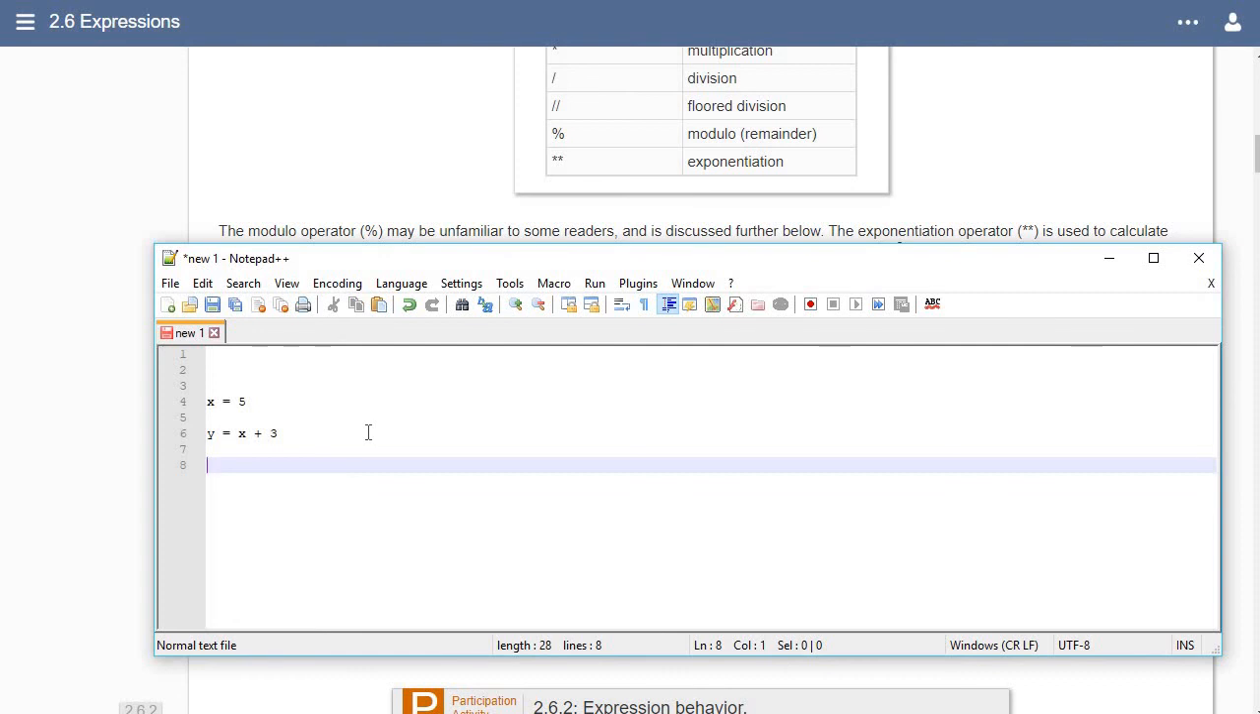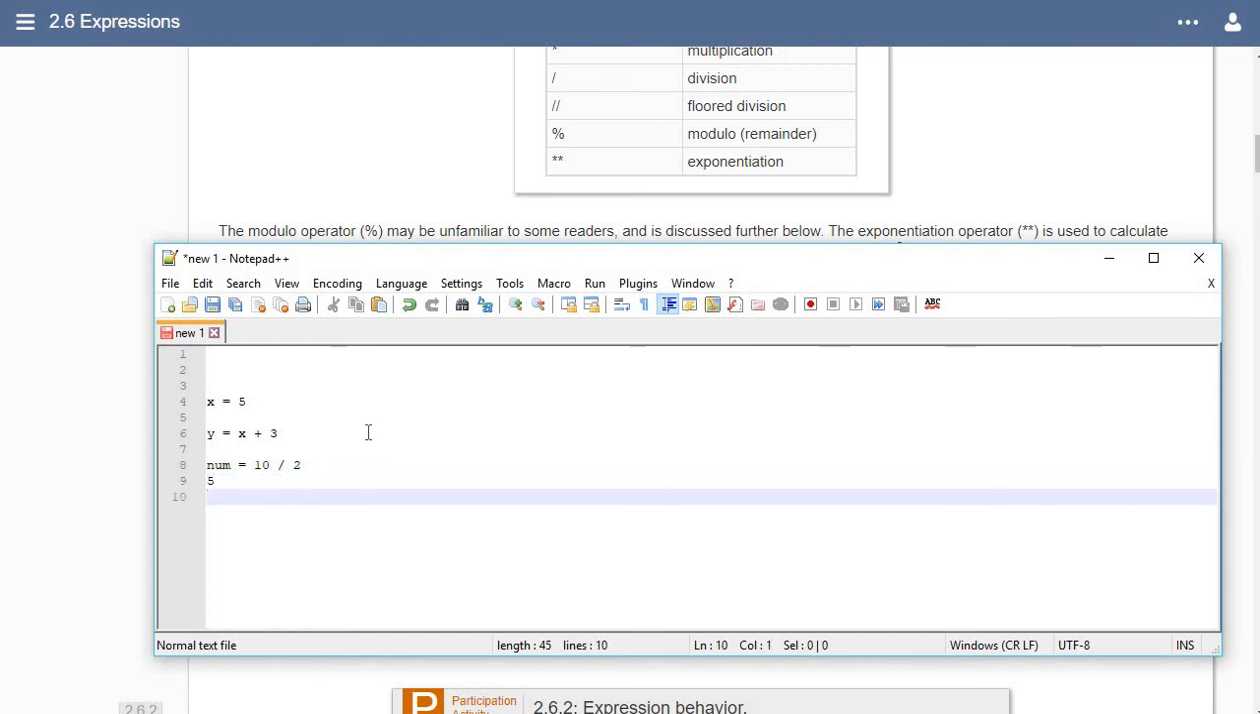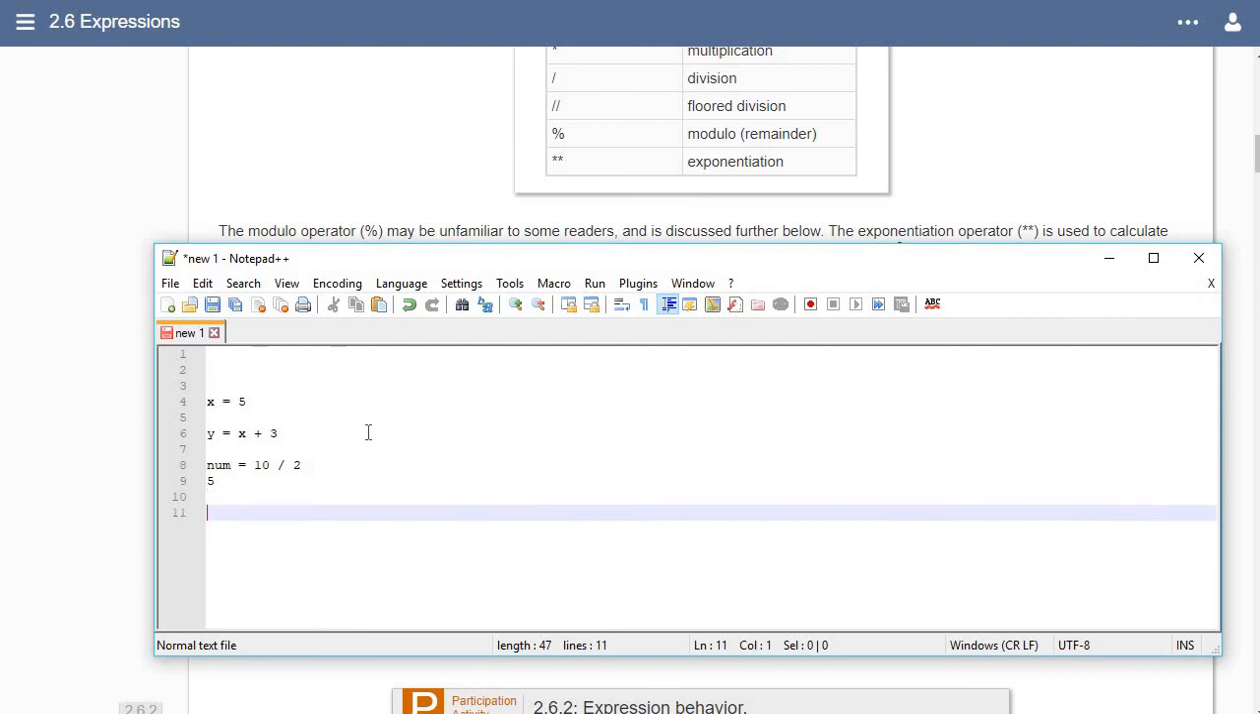So, let's say num equals 10 divided by 2. So what would the answer be? The answer would be 5. Now let's say num equals 10 divided by 3.